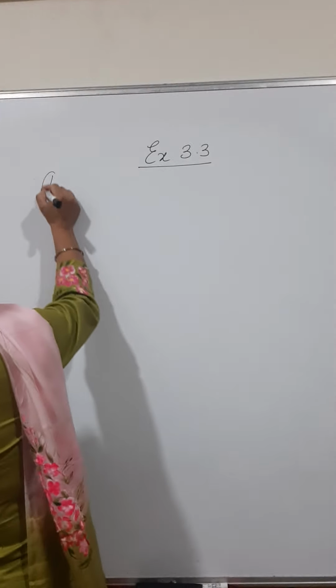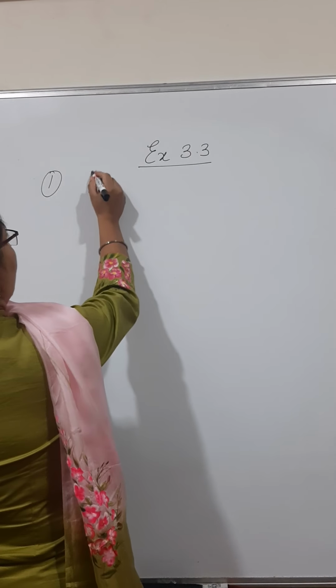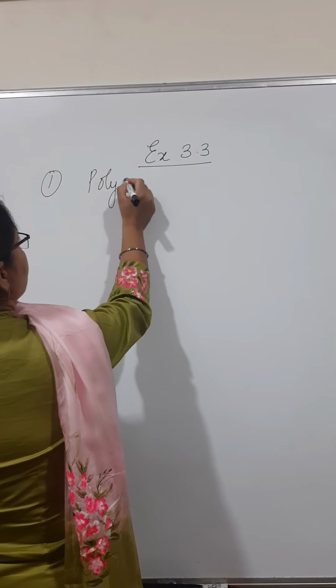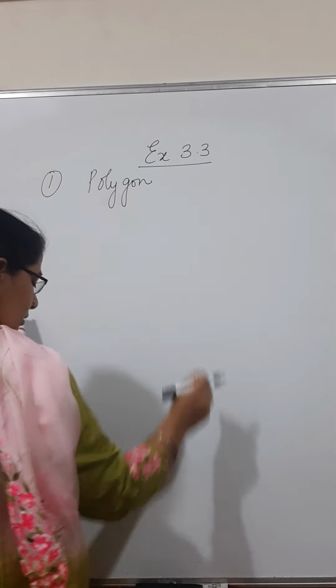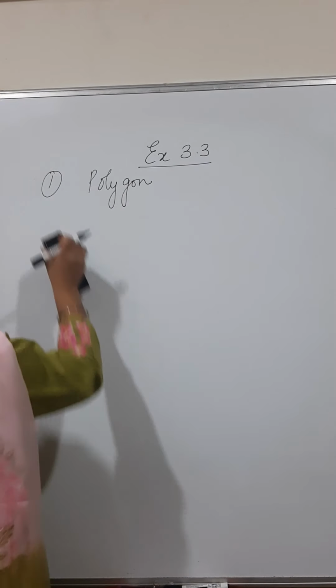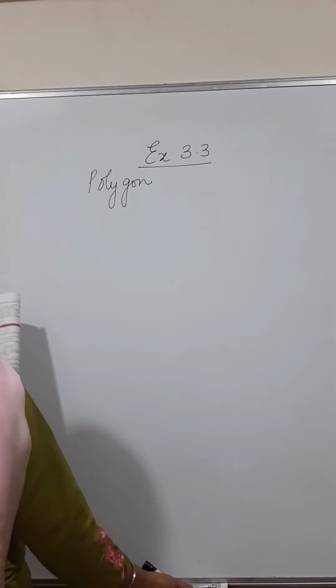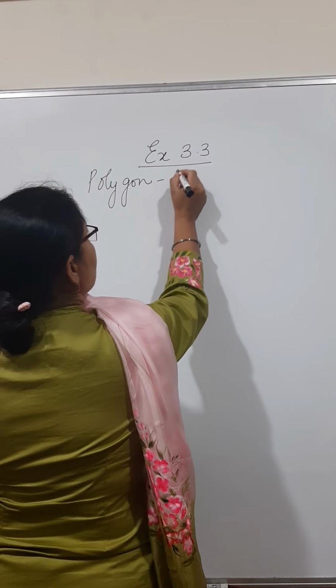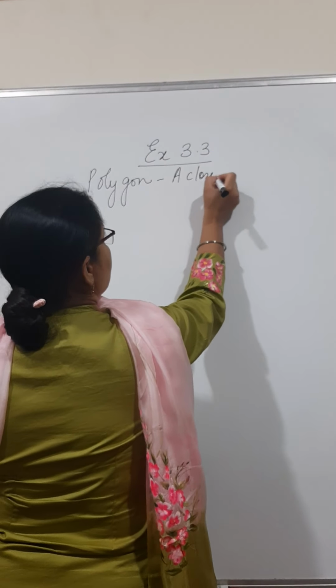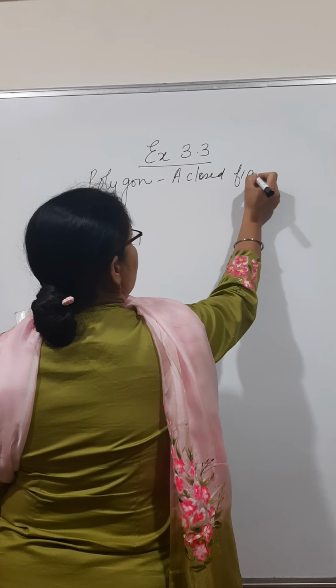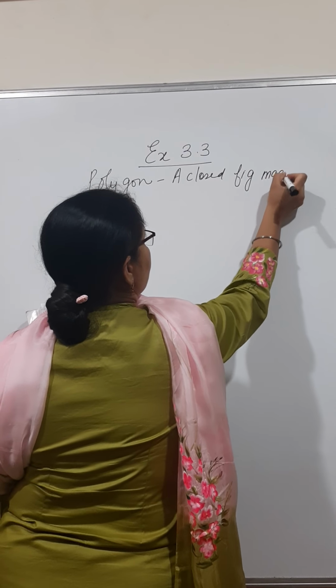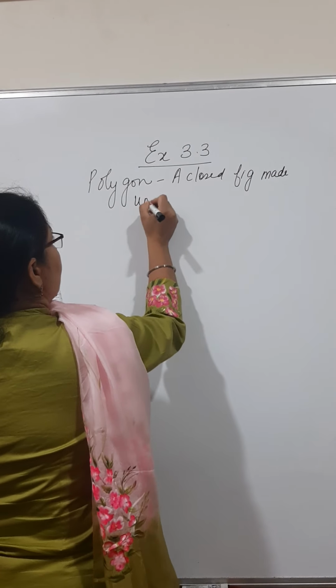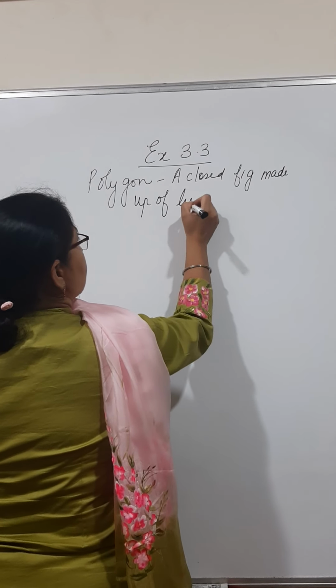The first result is, what is a polygon? First of all, we should know what is a polygon. Any closed figure made up of line segments.